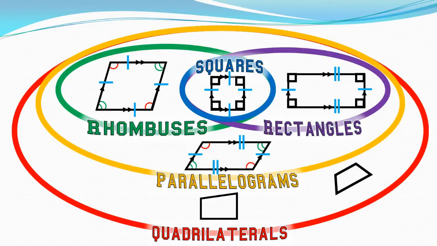Squares are quadrilaterals that are also parallelograms with 4 congruent sides, 4 congruent angles. So it is a quadrilateral, parallelogram, rhombus, rectangle. So we can look at this. All squares are rectangles, but not all rectangles are squares. All squares are rhombuses, but not all rhombuses are squares. They share some of the properties, but not all of the properties. Regardless, rhombuses, squares, rectangles all share the general rules of parallelograms.